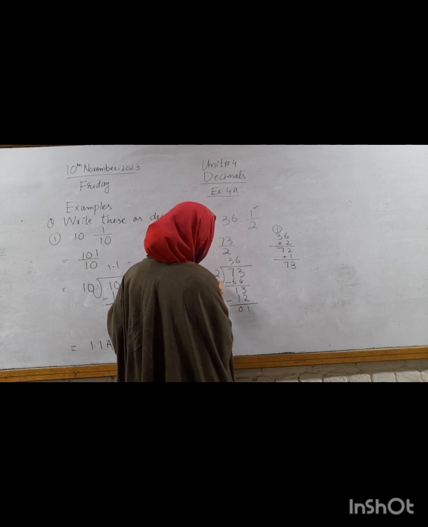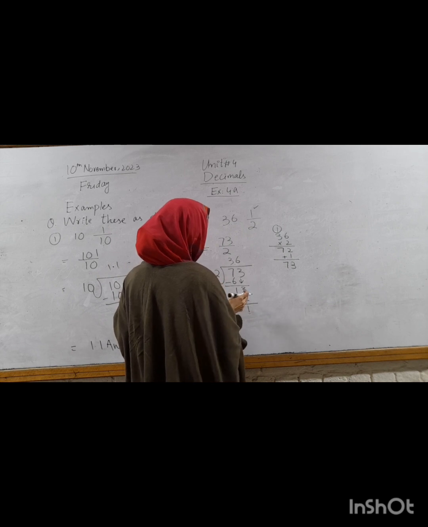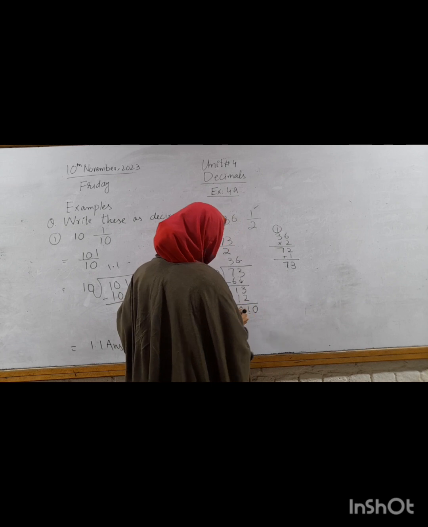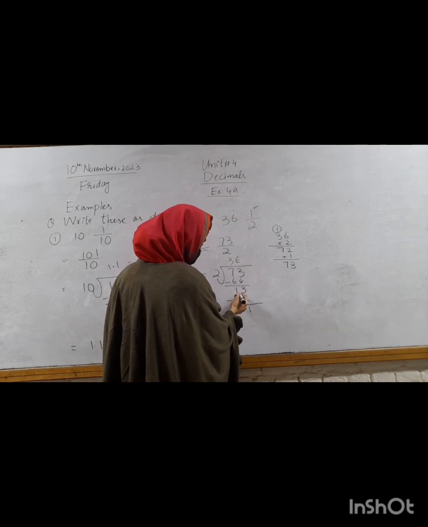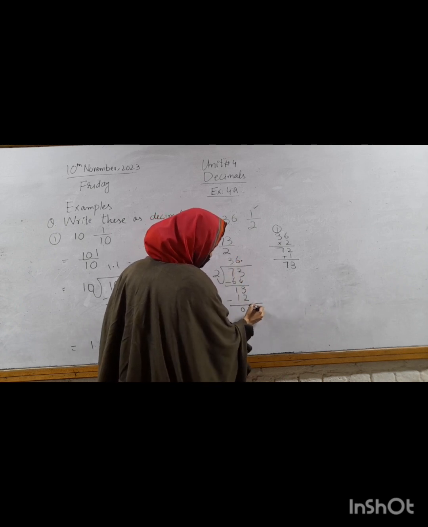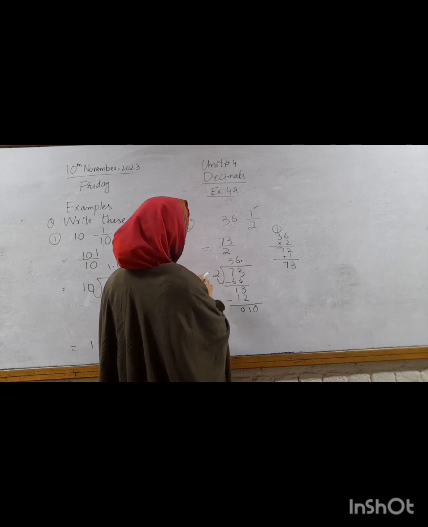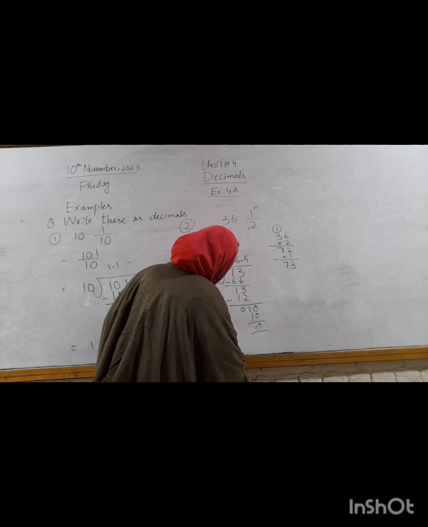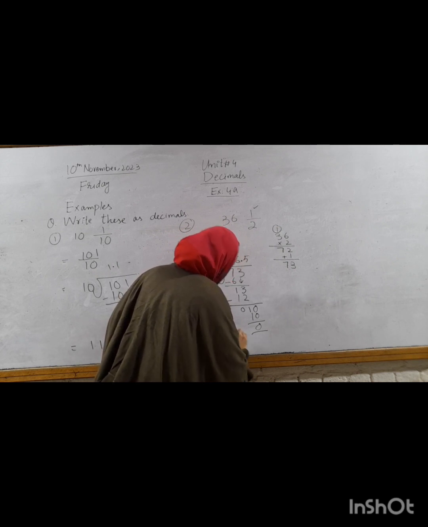Now we have 1 here and 2 is greater than 1. So we will add a point here and write 0 here. Now we put the decimal point in the answer and add 0. So 2 5s are 10. The answer is 36.5.